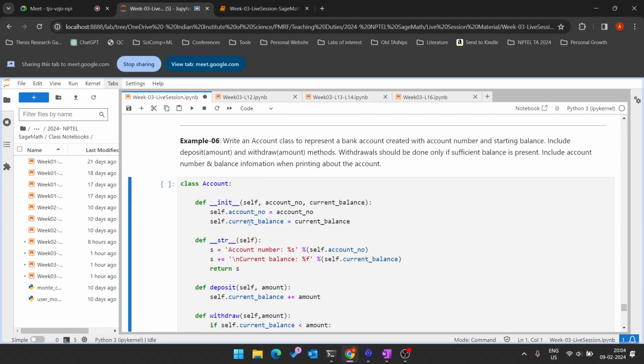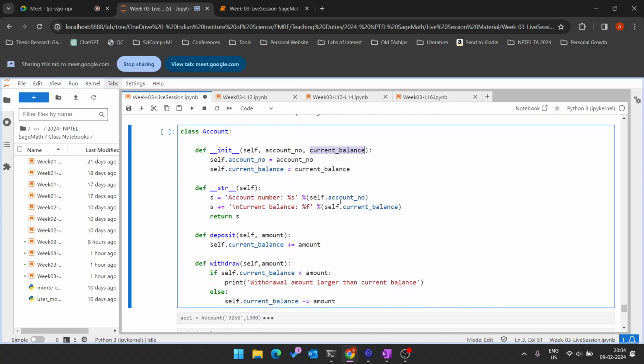So how do we do this? We define a class account. It is created using account number and starting balance. So you have account number and current balance here as being fed into the initialization double underscore init double underscore function, and we are assigning an attribute called account number with the value given as the account number, and another attribute called current balance to this account object, which equals whatever balance we have inputted.